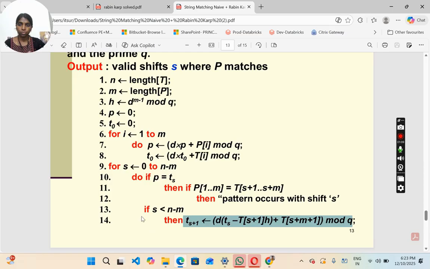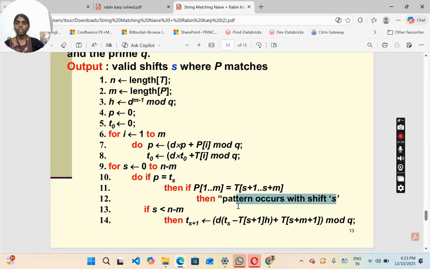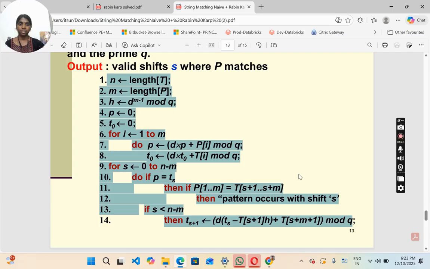So until we reach n minus m, if s is n minus m, we'll be calculating until we finish our length of the text. We'll be comparing, and for all the comparison, we'll check whether the pattern is matching with the text. If it is matching, we will say it is a valid shift. That means pattern occurs with shift s. I hope you are getting it. If we solve one more example, we'll be all right to remember this algorithm and solve the examples. Thank you.